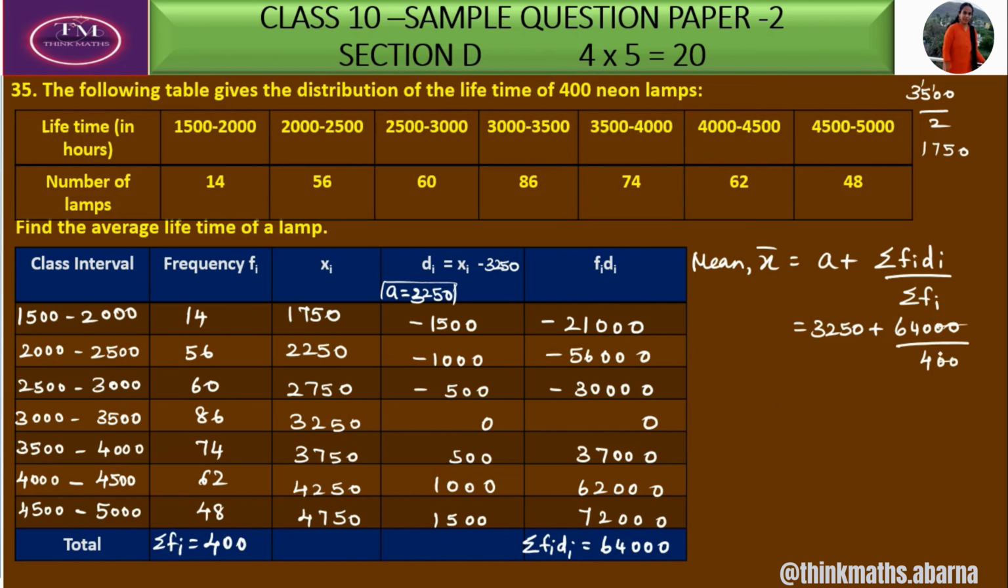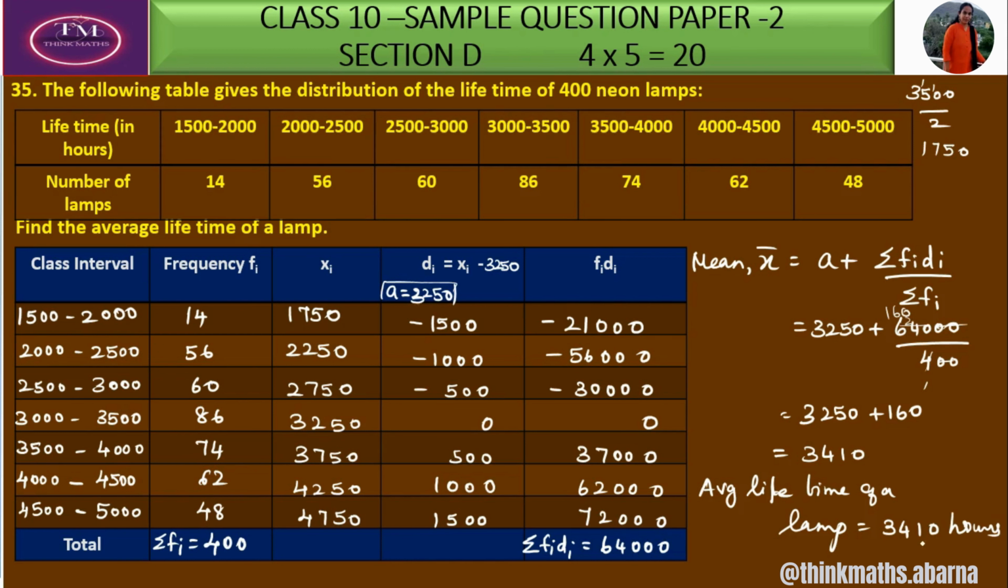These two zeros can cancel. So 1 4 is 4, 1 4 is 4, balance 2, 6 4s are 24 and this 0. So it is 3250 plus 160. If you add, you will get 3410. So the average is 3410. We can write: average lifetime of a lamp equals 3410 hours. Okay, children? So this is the solution for this problem.